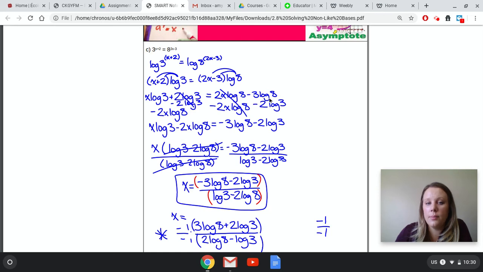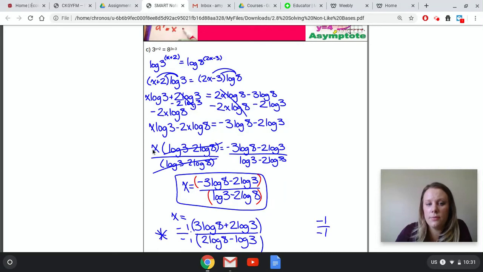Now there's no way to combine these without getting decimals, so you simply write negative 3 log 8 minus 2 log 3. Same thing on this side, x log 3 minus 2x log 8. Now you're at the point where you're ready to GCF the x out of this side and write the logs that remain. Nothing needs to happen to this side.